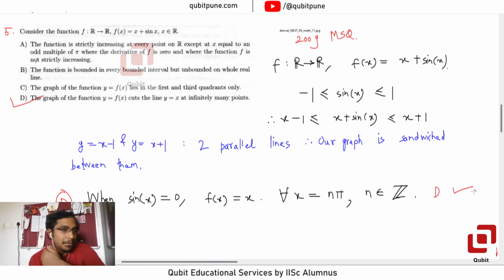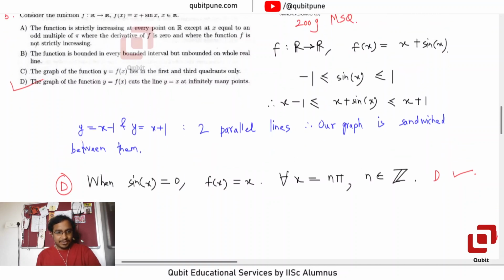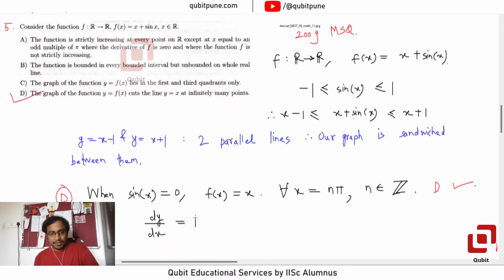Now let's come to option A. The function is strictly increasing. Is it true? What is the derivative of the function? The derivative of the function is 1 plus cos x, correct? Because the function itself is x plus sin x.